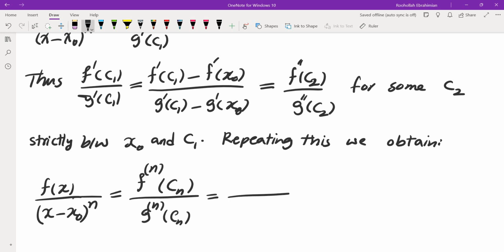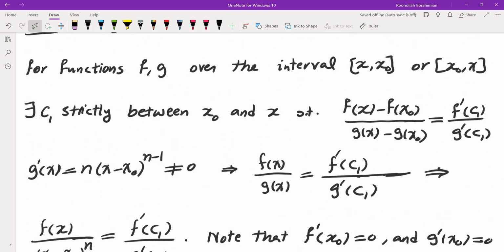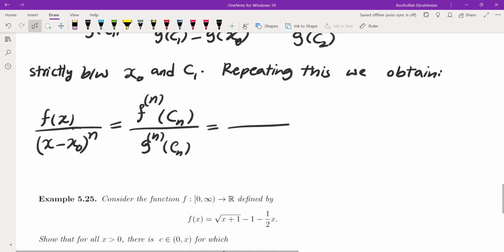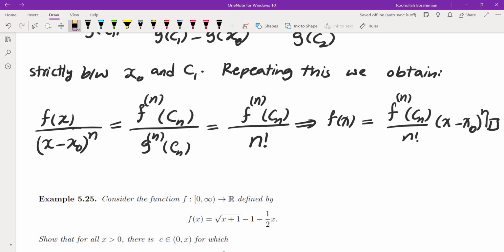But the nth derivative of g is n factorial. So n times (x minus x naught) to the power of n minus 1 is the first derivative. The second derivative is n times (n minus 1) times (x minus x naught) to the power of n minus 2. So the denominator becomes n factorial, and the numerator remains the same. So this means f of x is in fact f^(n) of c_n over n factorial times (x minus x naught) to the power of n. And that's exactly what we wanted. We wanted to show f is in fact equal to that.